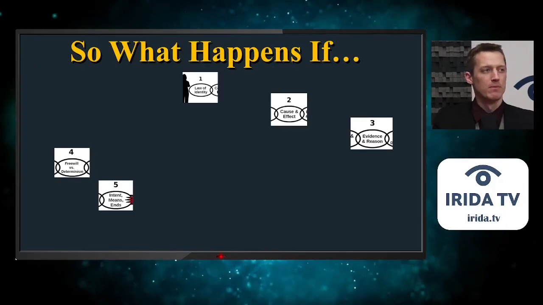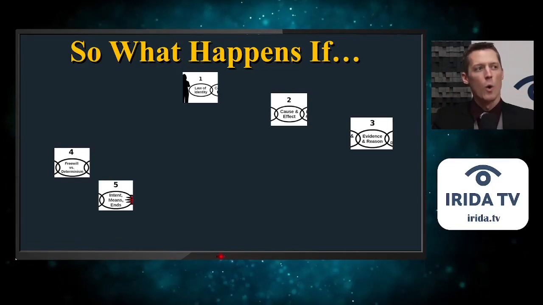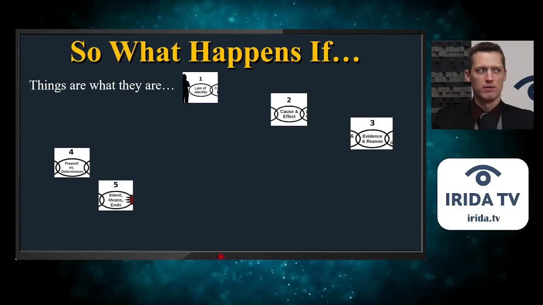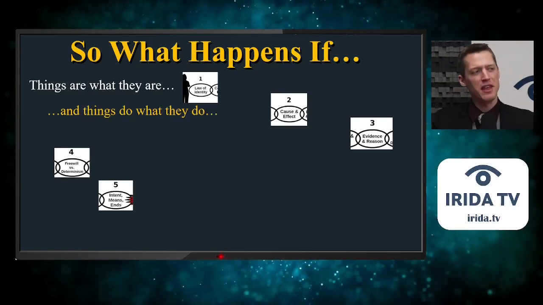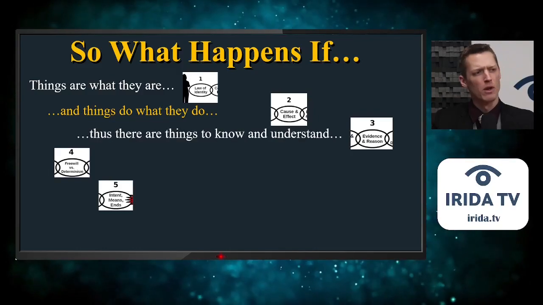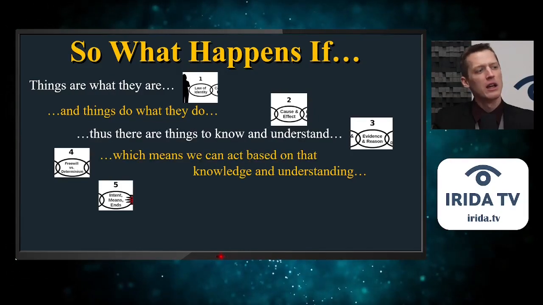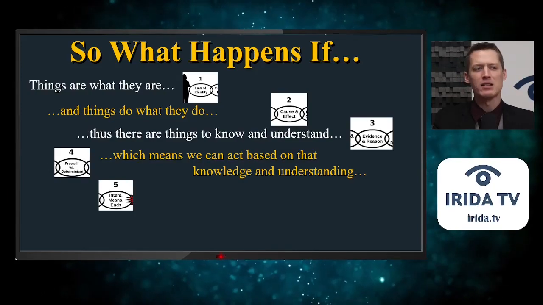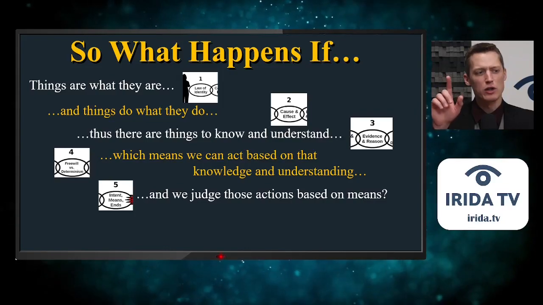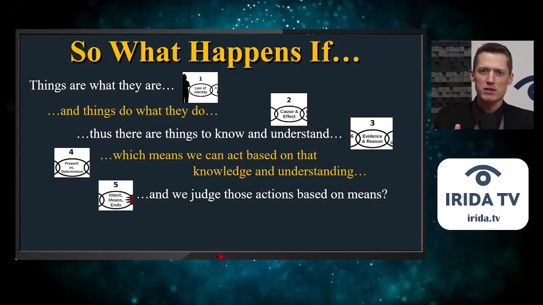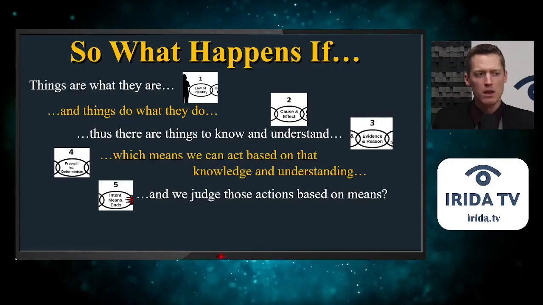Okay, so let's tie this all up. What happens if things are what they are? Which means that things do what they do. Which means that there are things to know and things to understand. Which means that we can act based on that knowledge and understanding, and that we can judge those actions based on the means taken to achieve those actions.